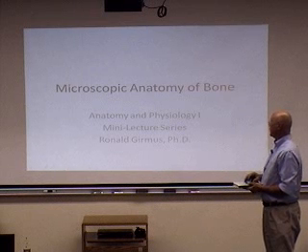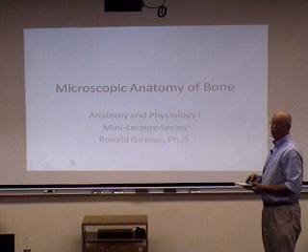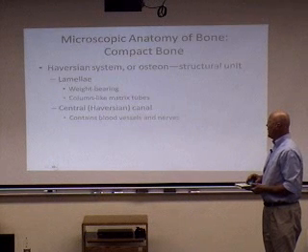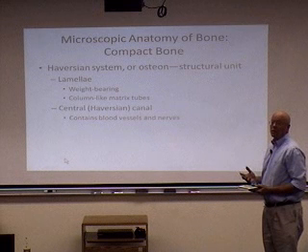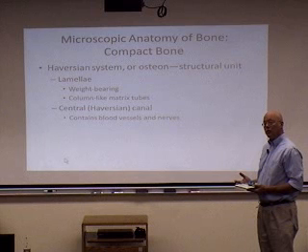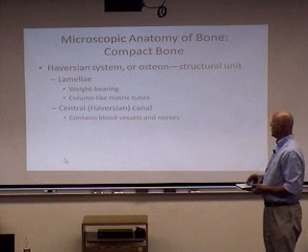Hello students, in this lecture we're going to look at the microscopic anatomy of bone tissue, and primarily we'll be looking at the microscopic anatomy of compact bone. Remember that bone is a living tissue, and that means we have to get nutrients to the bone cells that make up the living component of bone, and then we have to get rid of waste.